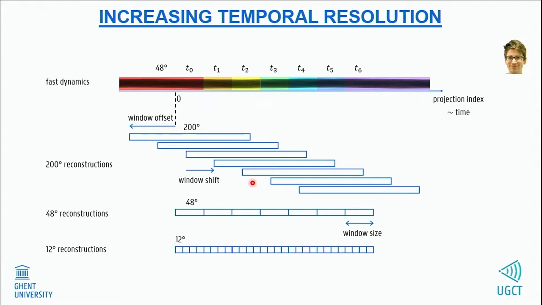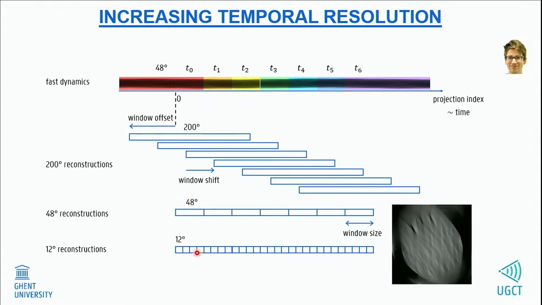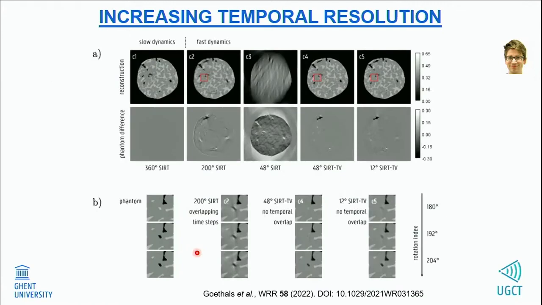I won't go into detail for the sake of time, but we have been investigating a method to use only windows of 48 degrees, even trying 12 degrees, in which typically you get these nasty artifacts. But by combining them in the reconstruction and imposing a TV minimization on it, we actually managed to get quite nice results on the increased temporal resolution, which has also been quantified in this paper.